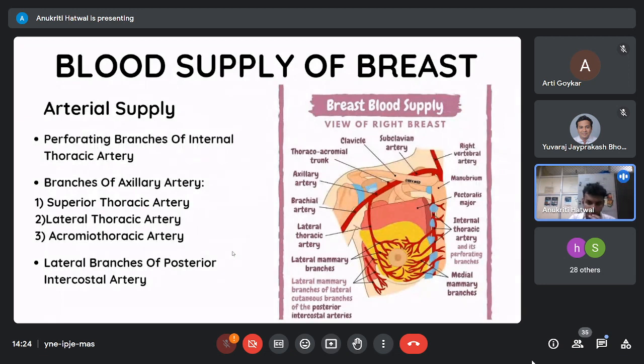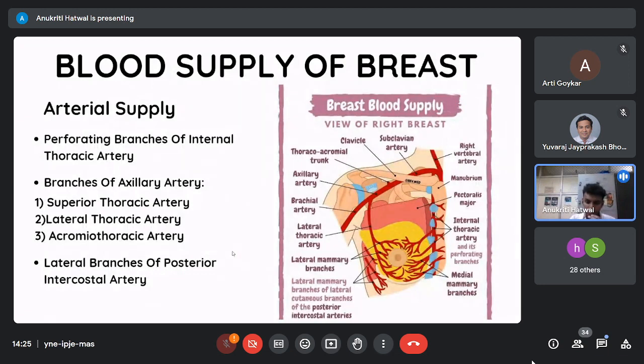To be more specific, it receives its supply from the three branches of the axillary artery, which are the first one is the superior thoracic artery. It arises from the first part of the axillary artery, runs between the two pectoral muscles, and gives off branches to the breast. The lateral thoracic artery runs along the lower border of the pectoralis minor and gives lateral mammary branches to the breast. The abdominothoracic artery gives a pectoral branch which has a course similar to that of the superior thoracic artery. It runs between the pectoral muscles and gives off mammary branches to the breast.